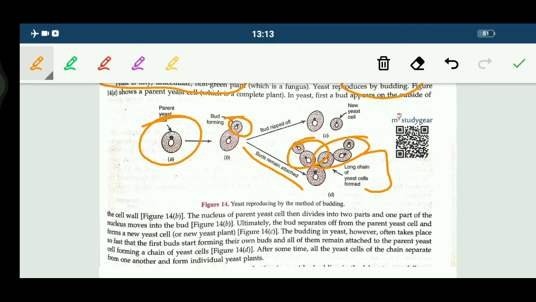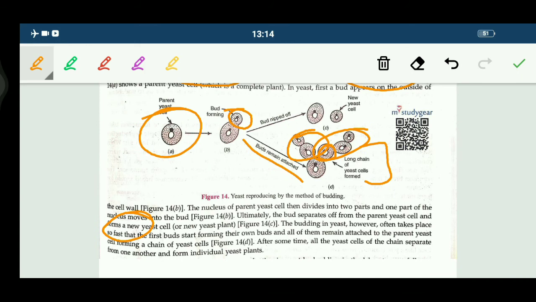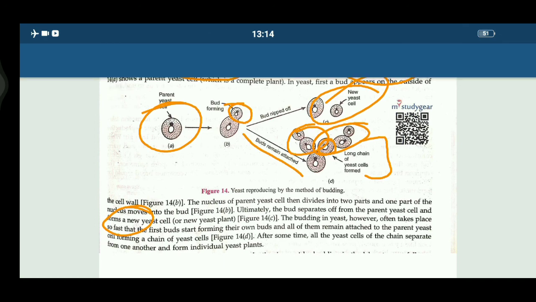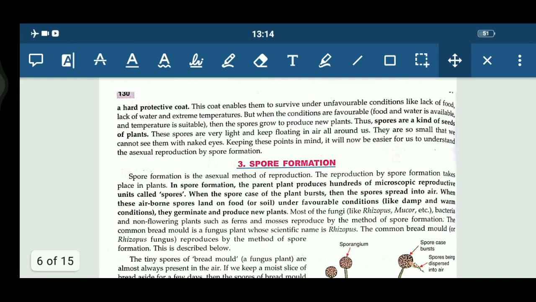Why is it so students? Because the budding in yeast takes place very fast. So the first buds start forming their own buds. After some time all the yeast cells of the chain separate from one another and form individual yeast cells. So you can see here they are forming the individual yeast cells. So this is all about budding in hydra and yeast.